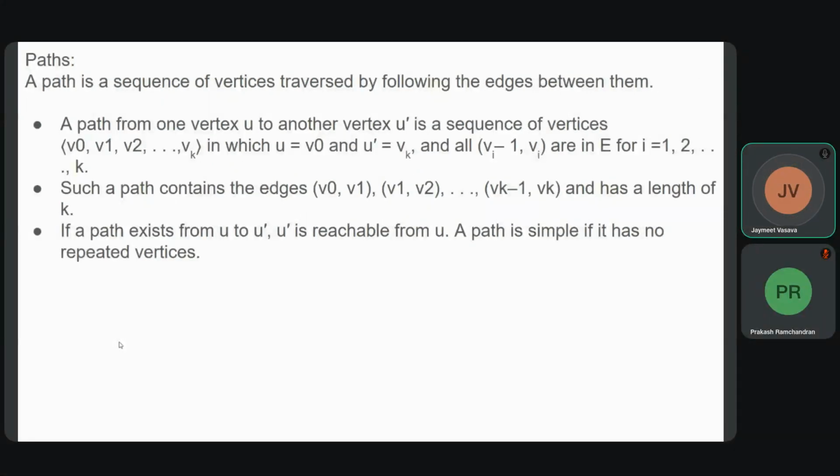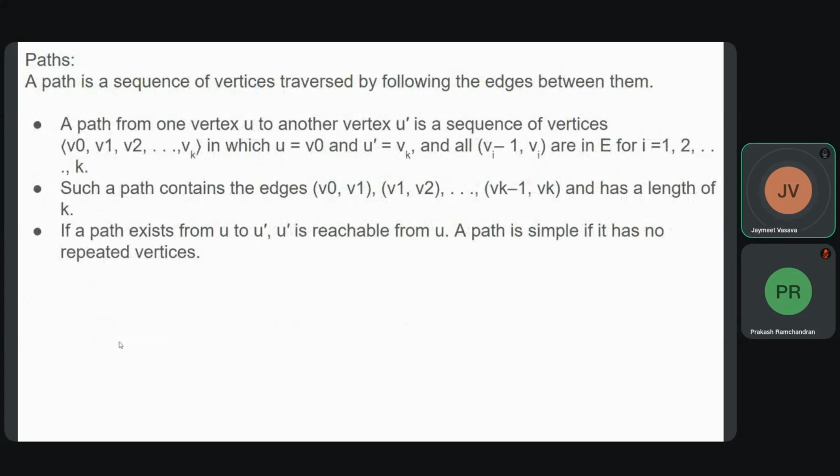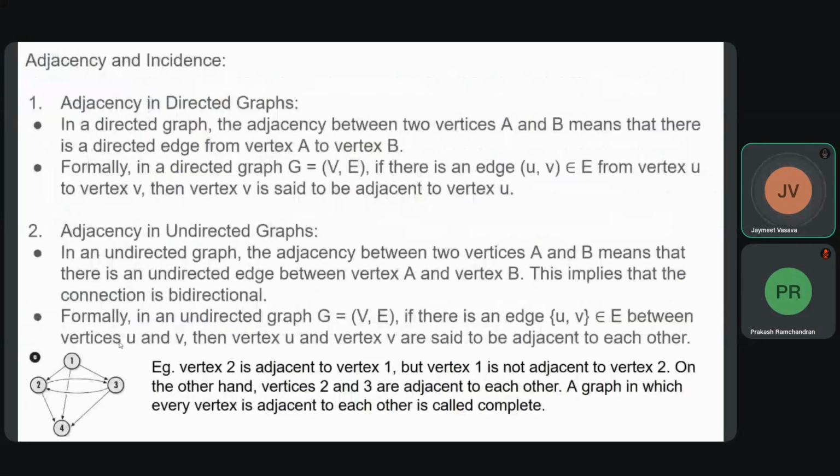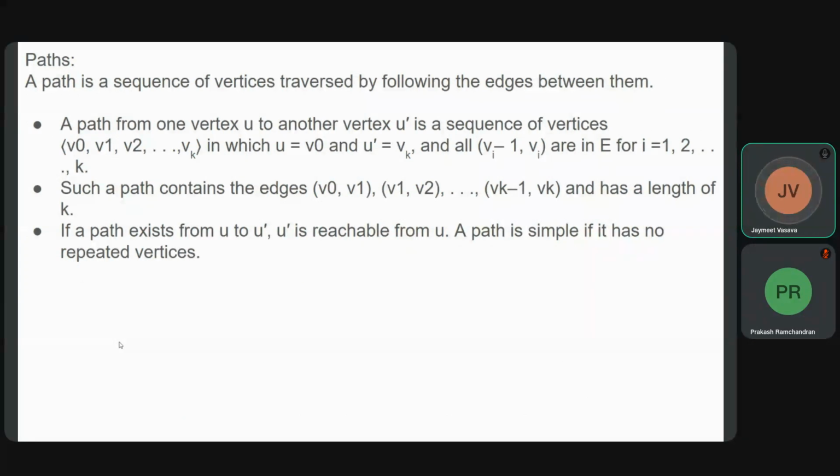Then the paths. Path is another concept after adjacency and incidence. A path is a sequence of vertices traversed by following the edges between them. So here, if we refer to this image, we can travel from 1 to 2 and 2 to 4. So that becomes a path. That is what we are referring to. So a path is a sequence of vertices traversed by following the edges between them.